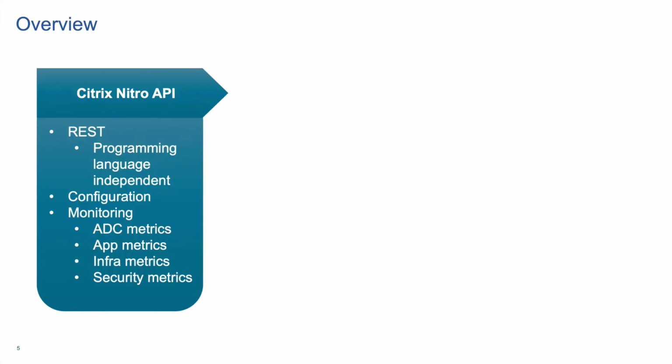Citrix Nitro API. Nitro is a REST-based API which is very simple and efficient. Since it's REST-based, it's programming language independent. All the metrics from the Citrix ADC can be extracted using a simple curl command. The metrics extracted from the ADC include metrics about the ADC itself, metrics about the application that it's load balancing, and other critical metrics like infrastructure and security aspects of the deployment. Some of the security metrics would be the SSL counters, the certificate related counters, and other details with respect to the security.